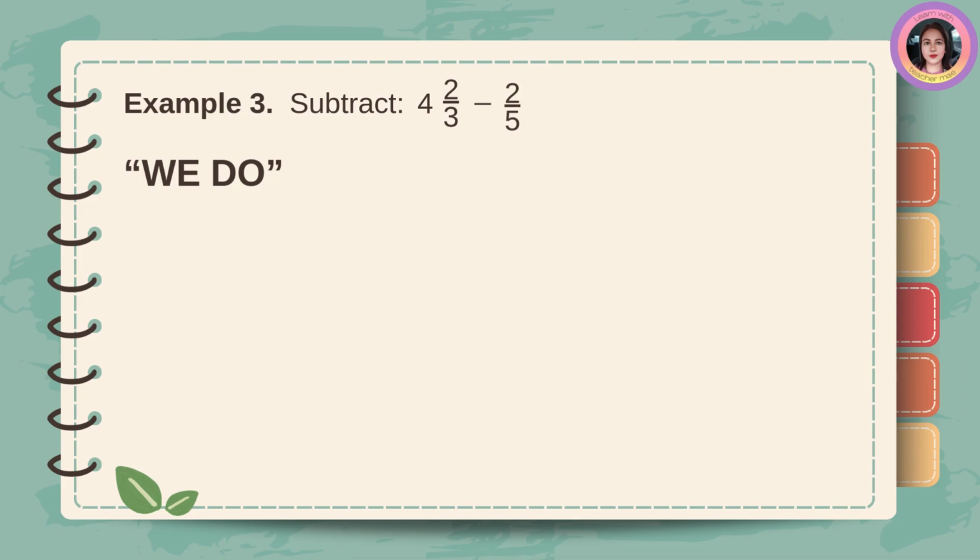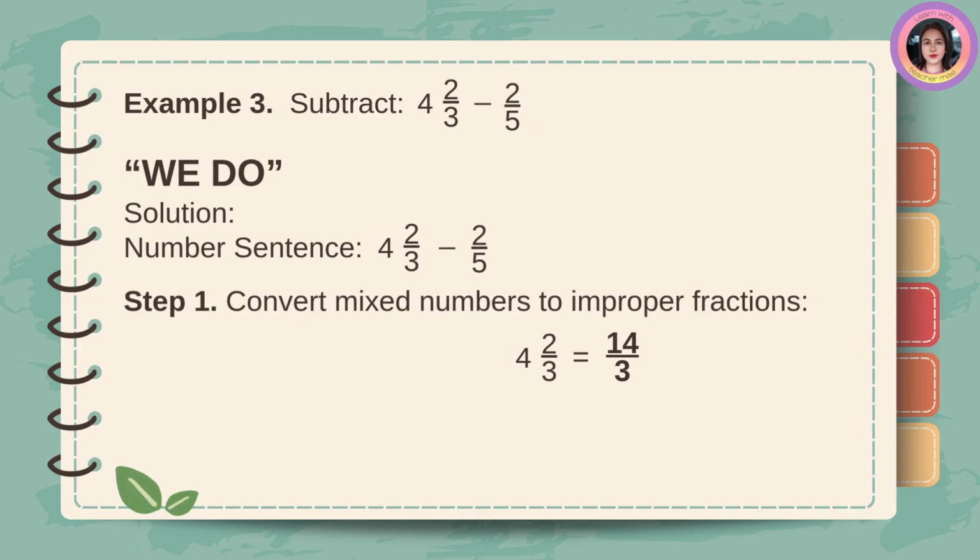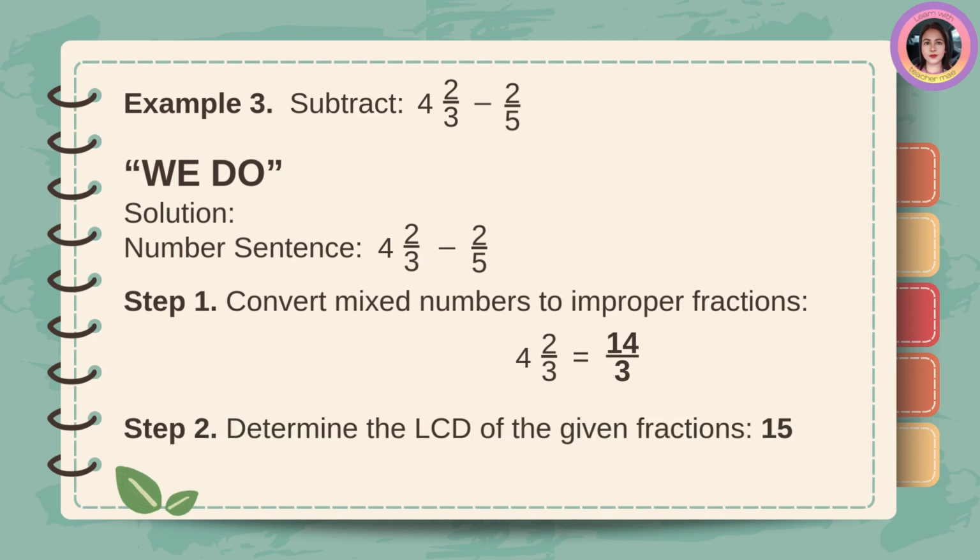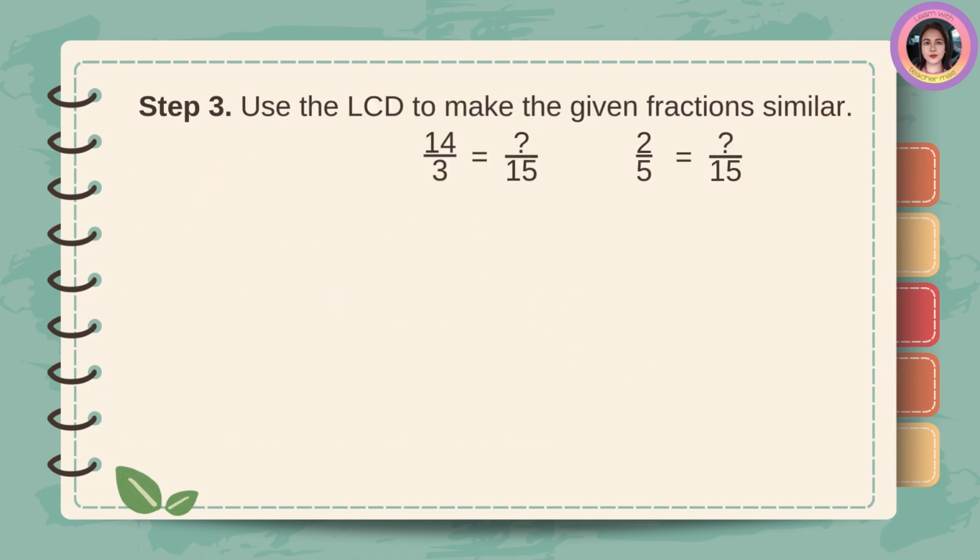Example number 3, subtract 4 and 2/3 minus 2/5. Solution, number sentence, 4 and 2/3 minus 2/5. Step 1, convert mixed numbers to improper fractions. 4 and 2/3 is equal to 14/3. Step 2, determine the LCD of the given fractions. The LCD is 15.